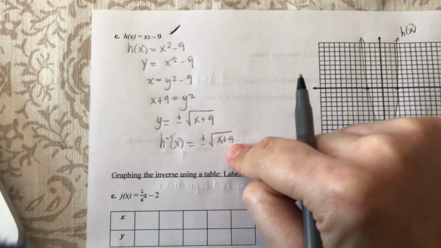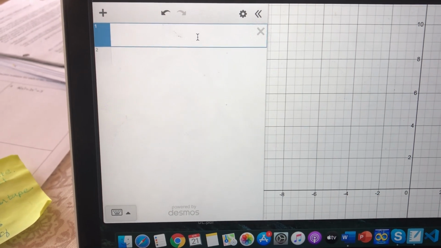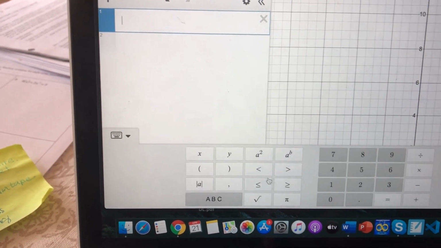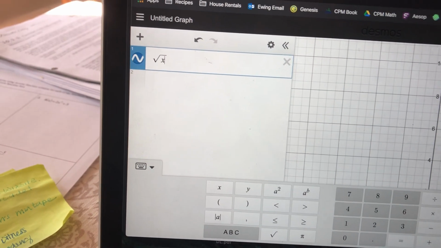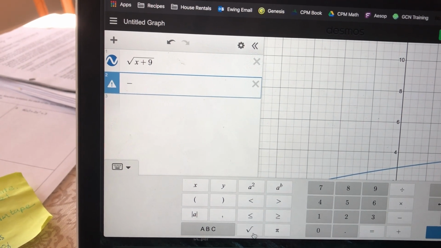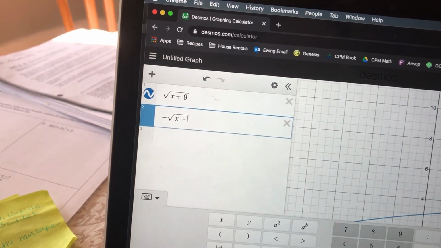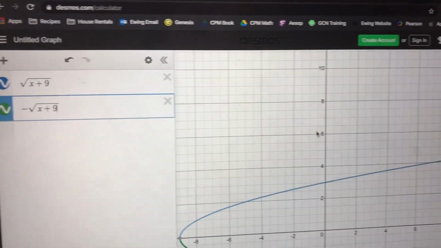Now we're going to graph this one. Be careful with plus or minus. You have to graph them separately. So I'm going to delete my x squared minus 9. And then I'm going to get my square root, which is right here. I'm going to graph x plus 9. And then I'm going to graph the negative. Anytime you have plus minus, it's two different graphs. So one positive, one negative.